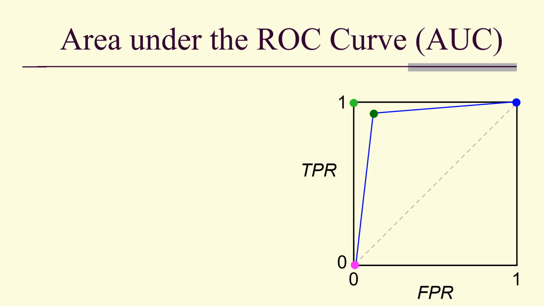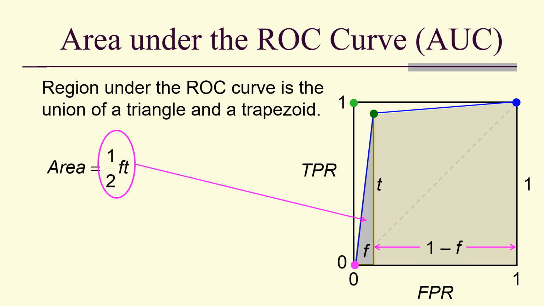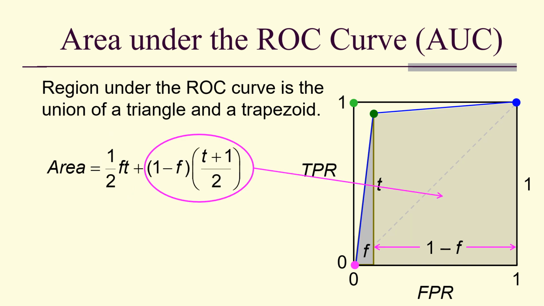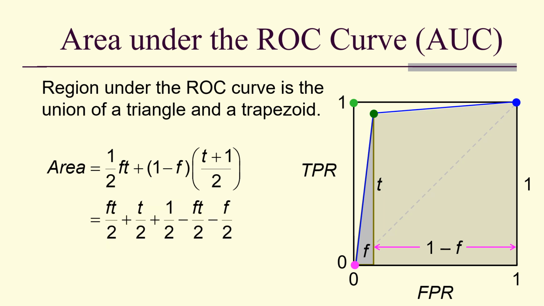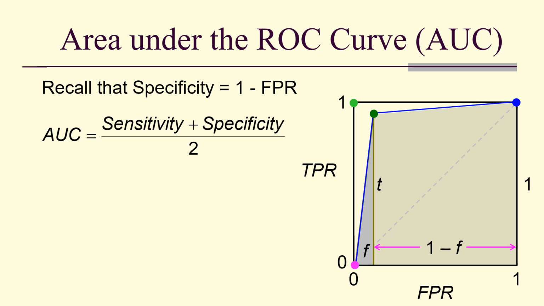Now let's look at the area under the ROC curve. The region under the ROC curve is the union of a triangle and a trapezoid. So let's find the area of the triangle, which is 1/2 f t, and the area of the trapezoid is (1 minus f) times (t plus 1) over 2. And therefore we get this expression, which becomes t over 2 plus (1 minus f) over 2. Now recall that specificity is 1 minus the false positive rate. So the area under the curve is the sensitivity plus the specificity over 2. It's the average of the two.